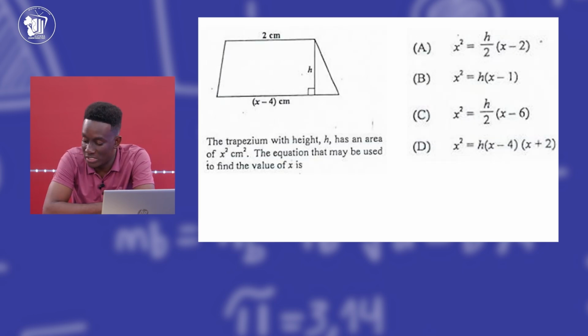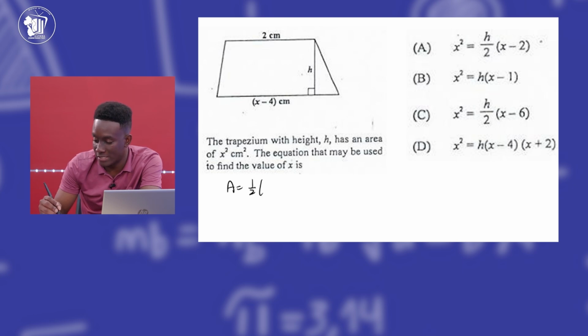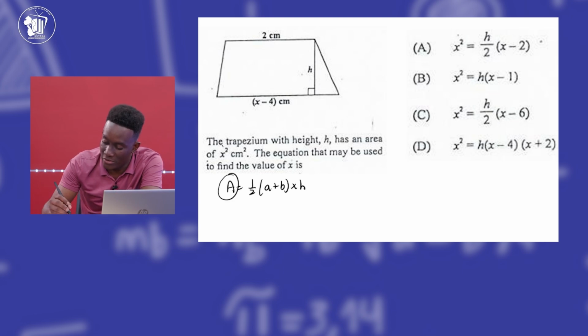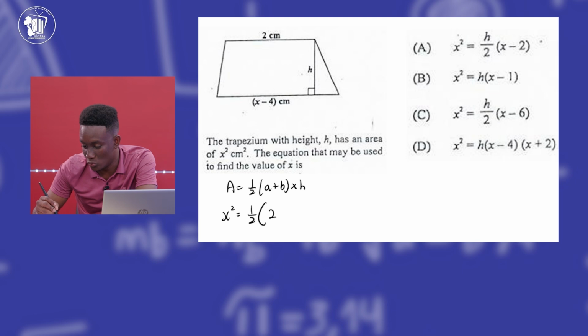So this one says, the trapezium with height h has an area of x squared cm squared. The equation that can be used to find the value of x is, so we know the area is equal to x squared. So we know for trapezium, the formula to find area is half the sum of the parallel sides, which would be a plus b multiplied by the height. So in this case, they told us that the area is x squared. So we can replace area with x squared is equal to half. And the parallel sides would be 2 plus x minus 4. And then this will be multiplied by the height, which is h.